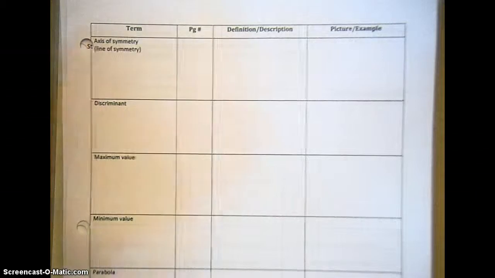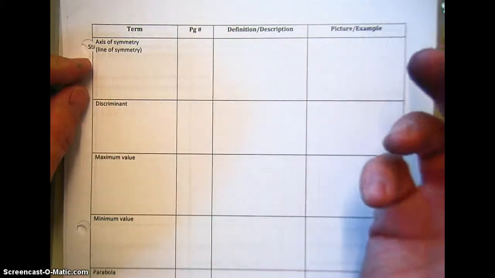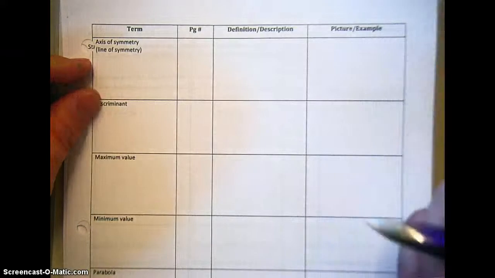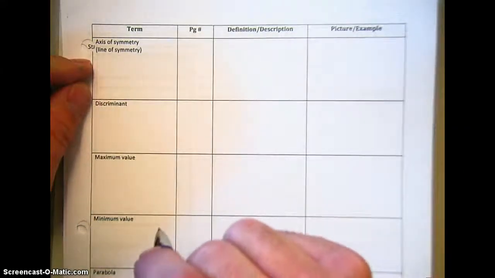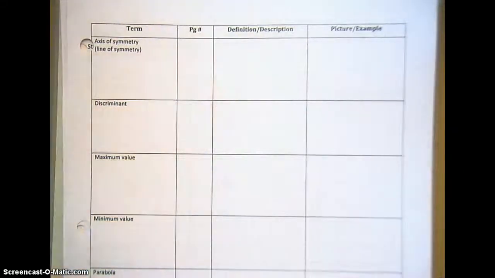All right. For axis of symmetry or line of symmetry, the definition or description, anyone want to give it a shot? Just like in your own words. It doesn't have to be some kind of math-ese thing. It's a line of reflection for your parabola. Yeah, it's the line of reflection for your parabola.